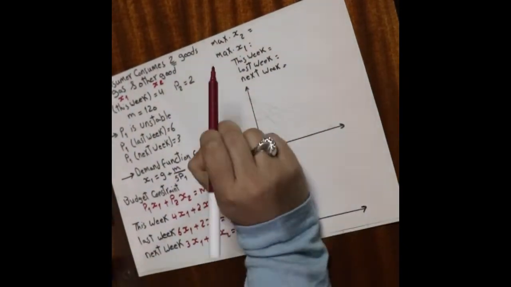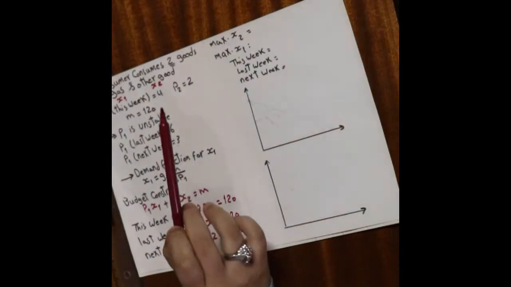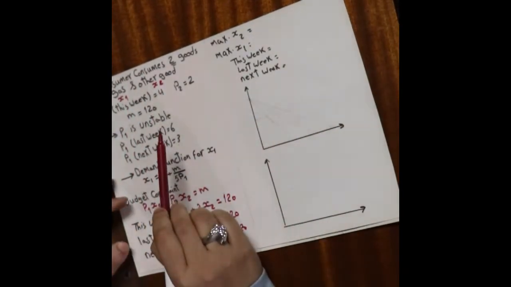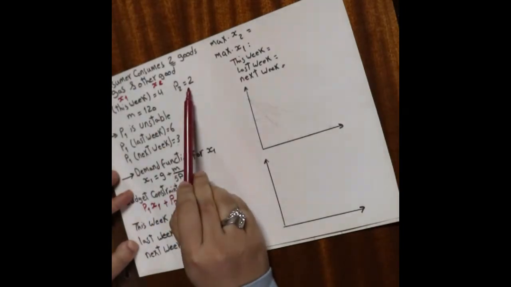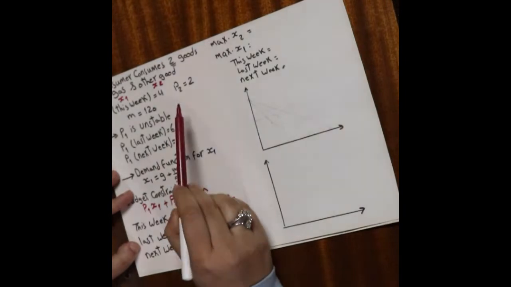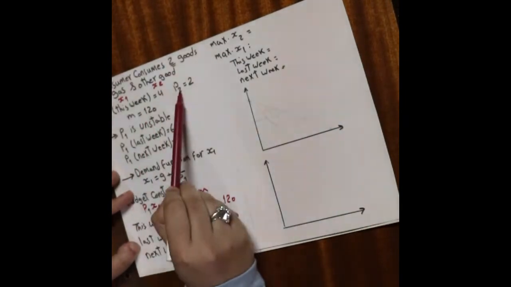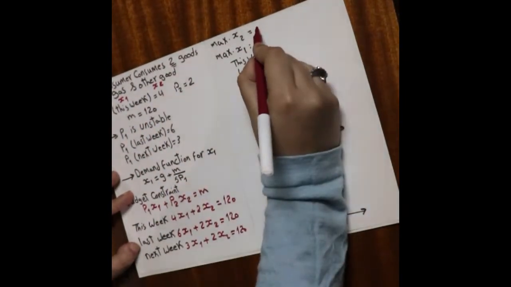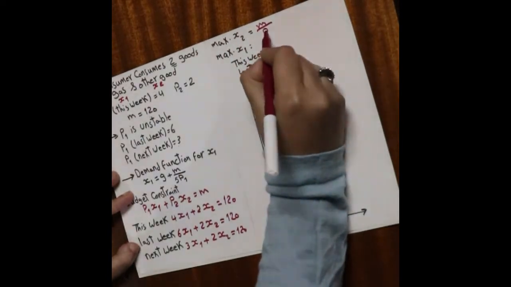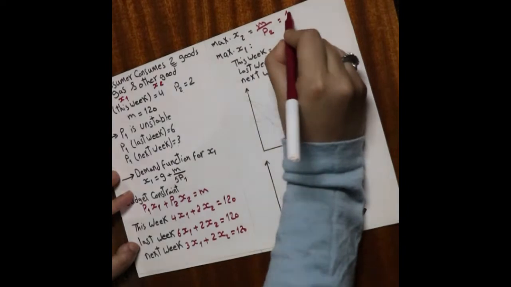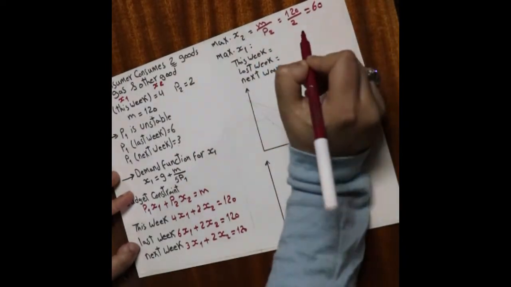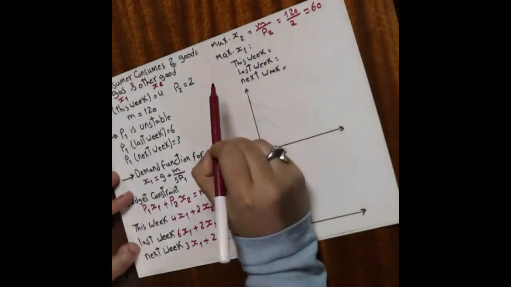And we will derive the intercepts for x1 and x2. The price of x2 is 2. So if I spend all my money on x2, the maximum units of x2 will be m over b2 equals 120 over 2 equals 60 units.